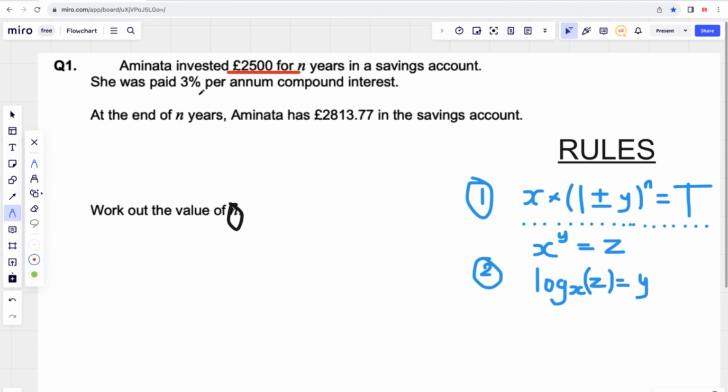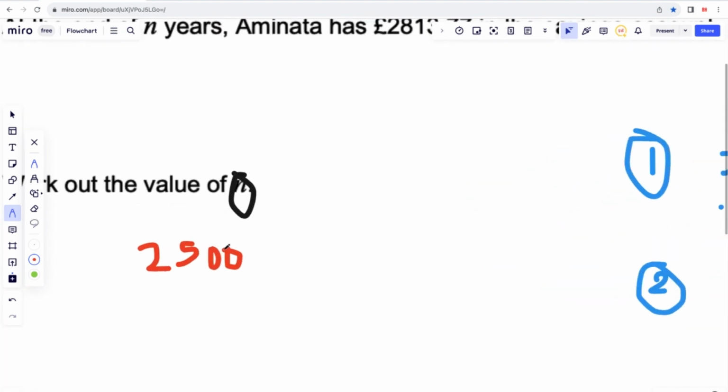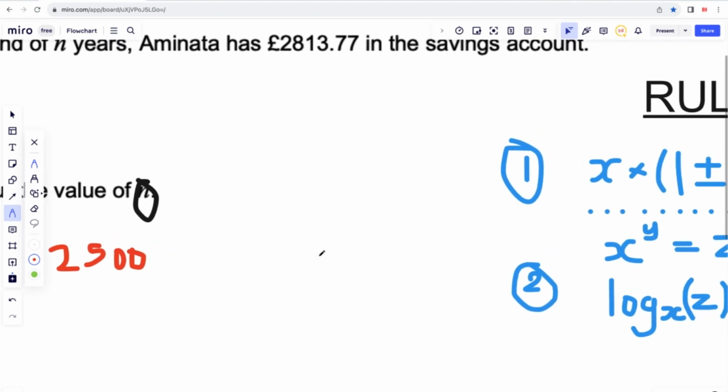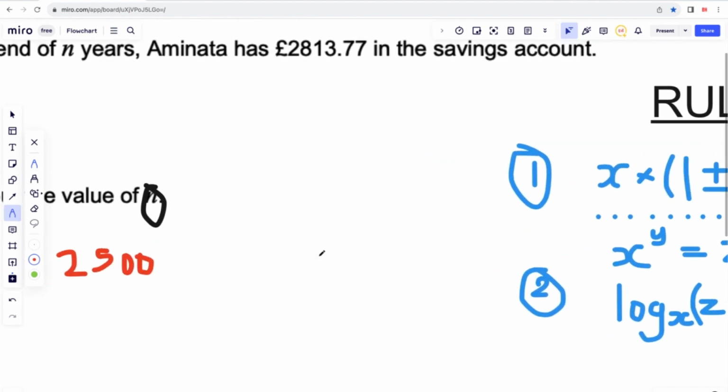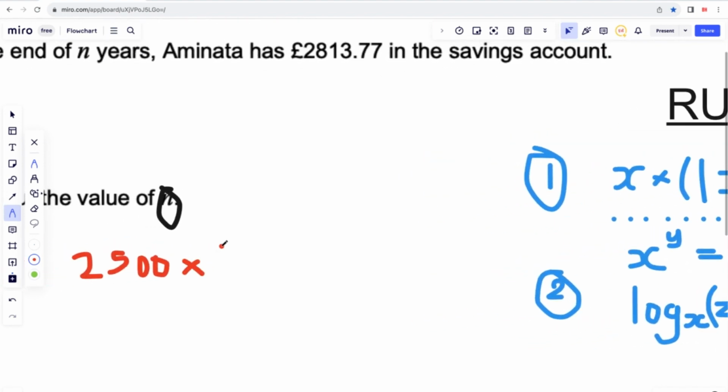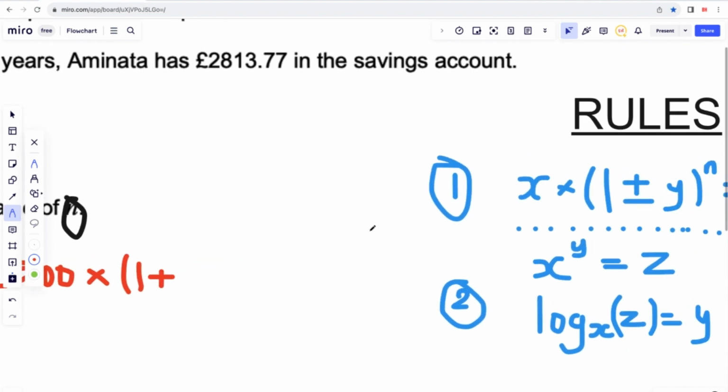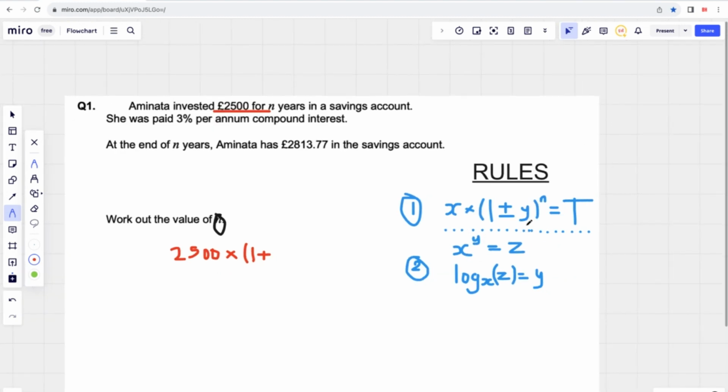Right now it's 3% per annum compound interest, so that means it's a 3% increase per year. So we're going to be using a plus. So 2,500 times 1 plus, and y is the percentage. In this case, the percentage is 3%.